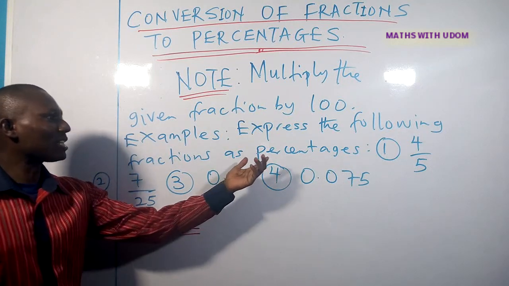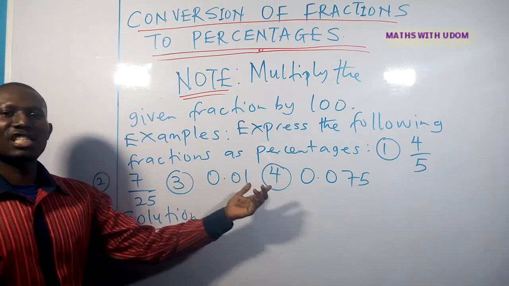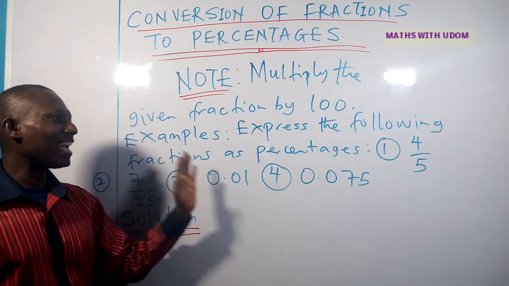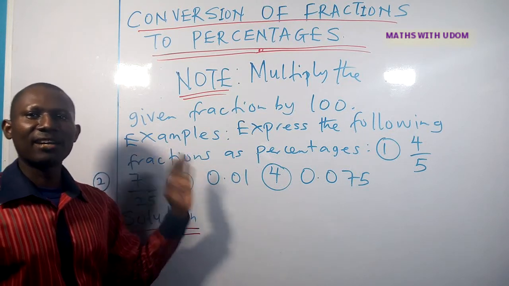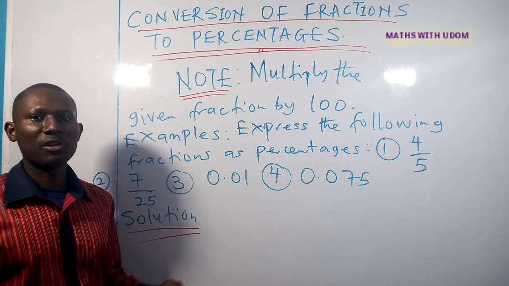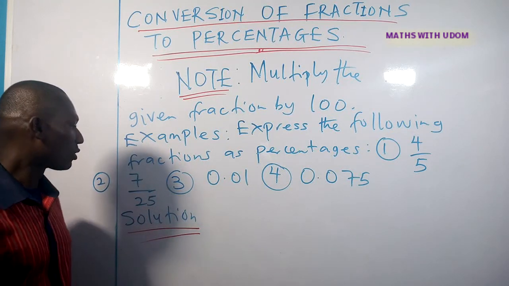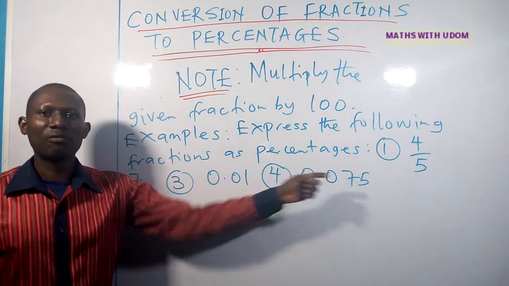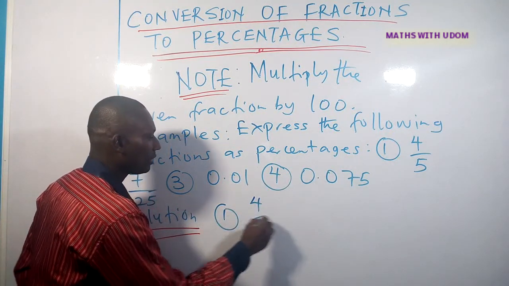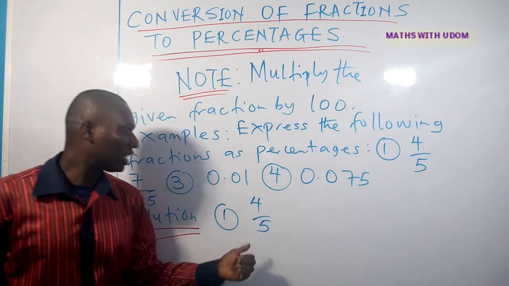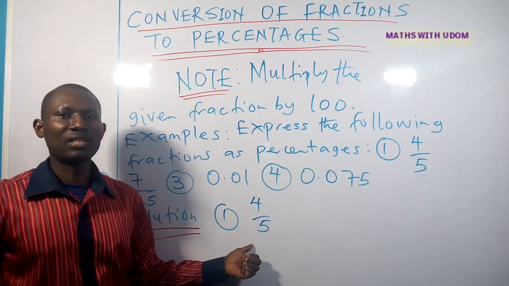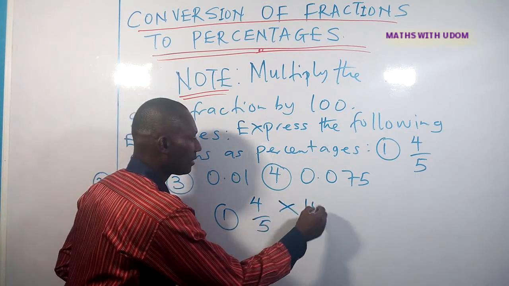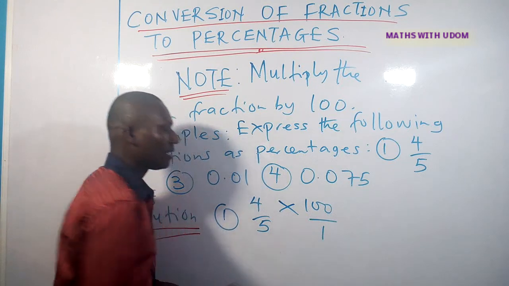So we are to express the following fractions as percentages. As I told you earlier on, all you need to do is to multiply any of the given fractions by 100, and then you simplify further to get your results. So for number 1, we have 4 divided by 5. How do we change 4/5 into percentage? We multiply the given fraction by 100. So we have 100 divided by 1.